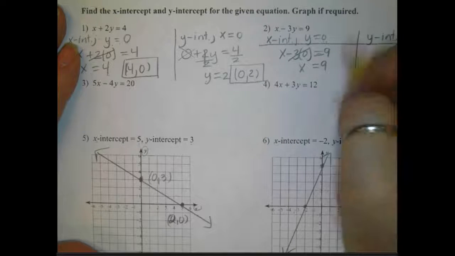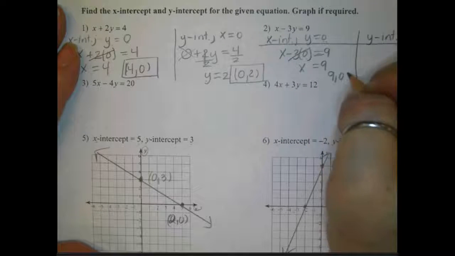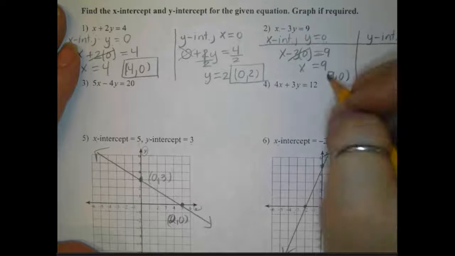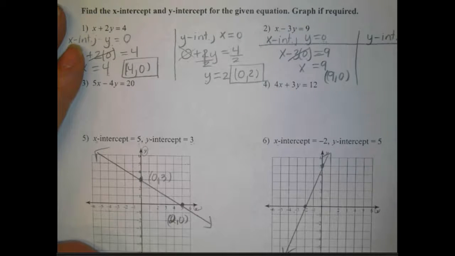Okay, so my ordered pair is going to be 9, 0. Right? How many of you guys got that one right? Excellent. We're on the right track.